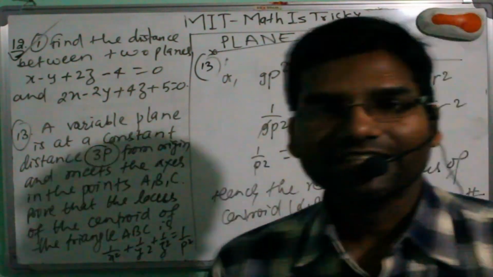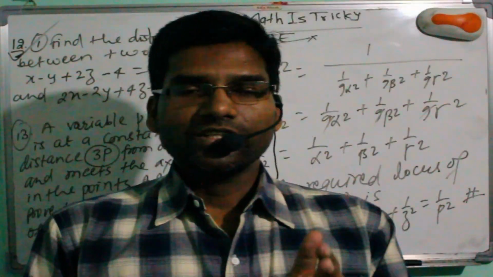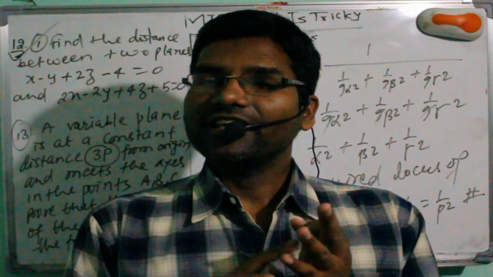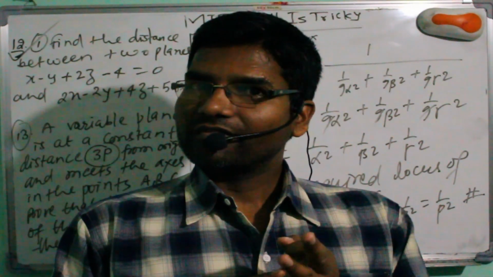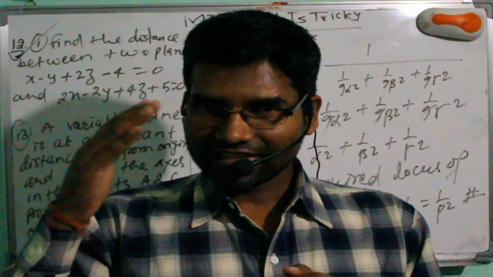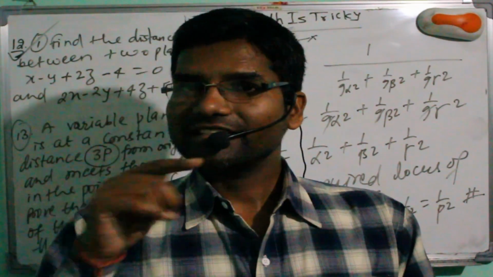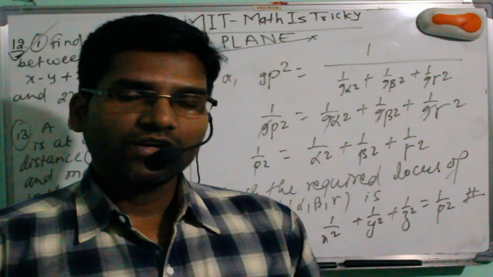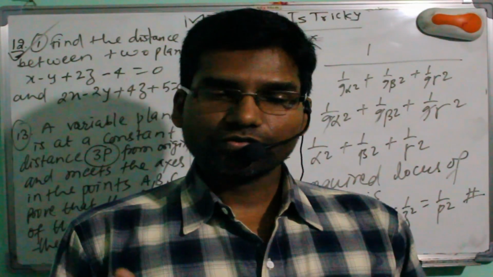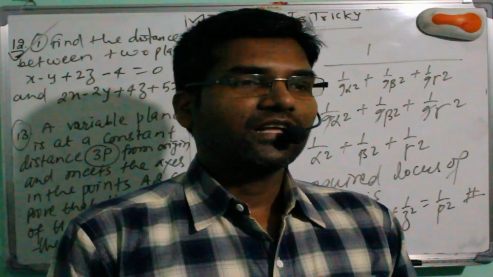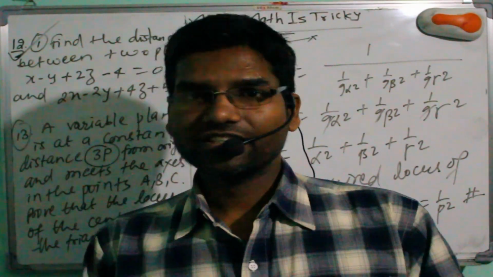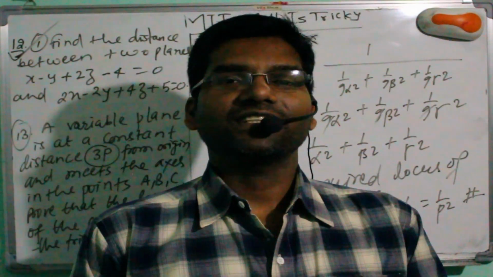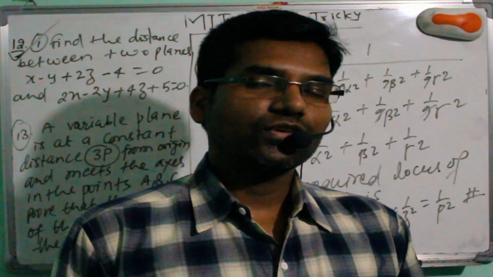So let me explain once again what I did here. As the plane cuts the x-axis, y-axis and z-axis at A, B, C, it means A, B, C are on the x-axis, y-axis and z-axis. It means a, b, c represent the x-intercept, y-intercept and z-intercept of the plane. So I supposed the equation of the plane in intercept form, x by a plus y by b plus z by c equals 1, and from that I got the coordinates of A, B, C.